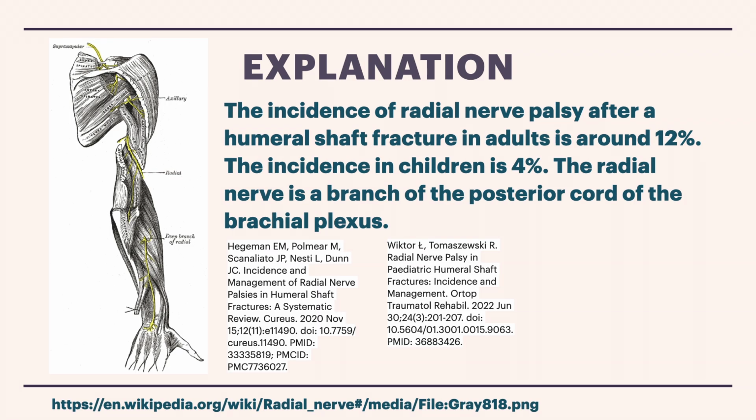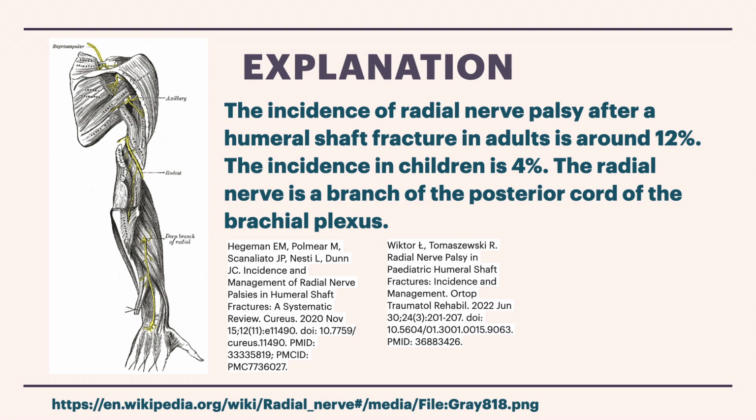So the incidence of radial nerve palsy after a humeral shaft fracture in adults is around 12 to 14%, and the incidence in children is around 4%. The radial nerve, remember, is a branch of the posterior cord of the brachial plexus. It runs posteriorly in the arm and is very, very closely associated with the bone there.